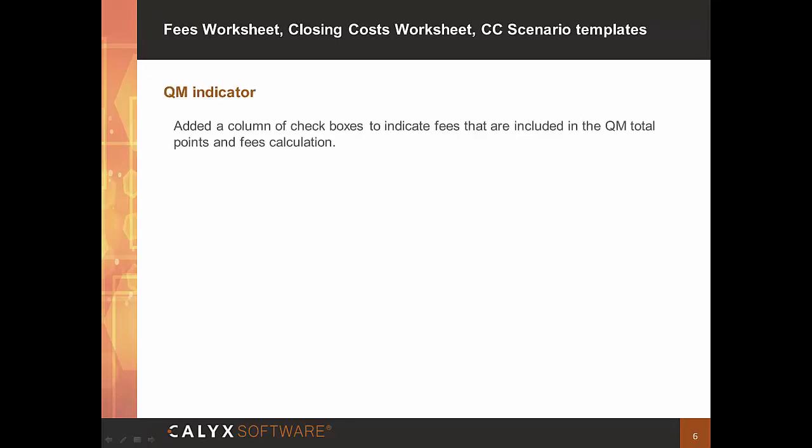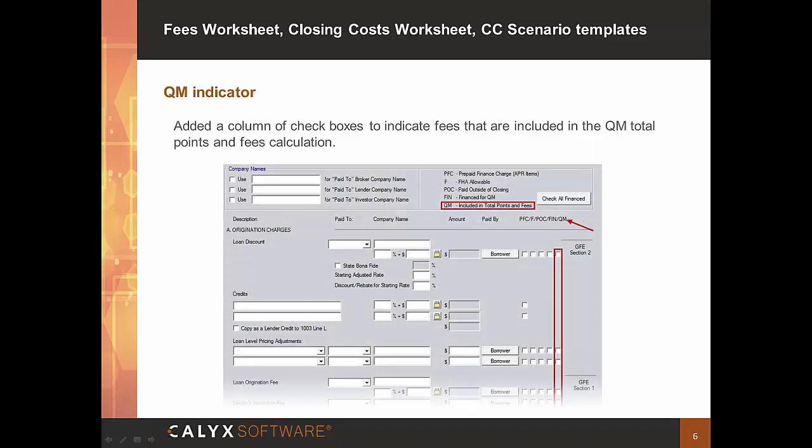Now, the first one we're going to look at is the QM indicator. We actually added a column of checkboxes to indicate fees that are included in the QM total points and fees calculations. We added this because there's a field called total points and fees, and Fannie Mae and Freddie Mac for UCD wants to know which of your closing fees were included in the QM calculation of total points and fees.